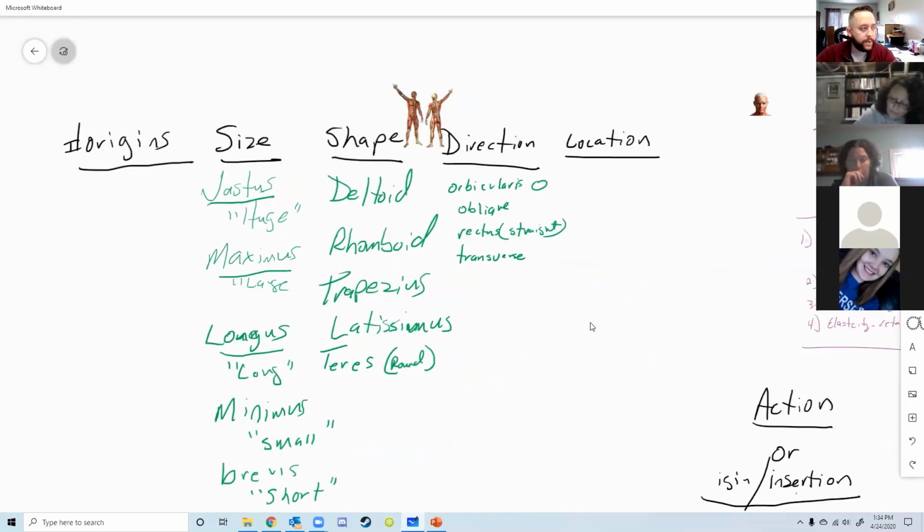Locations are pretty easy. These would be like lateralis, which means it's lateral, and gluteus is another one on your butt, and pectoralis, your chest. Brachii is arm.